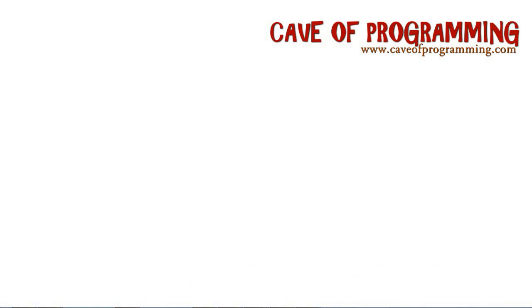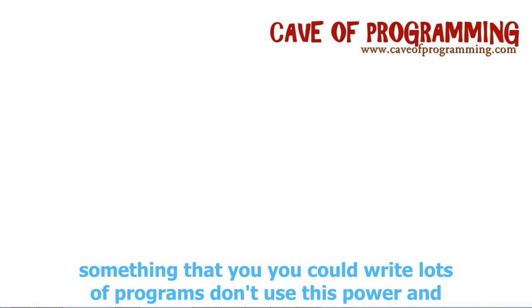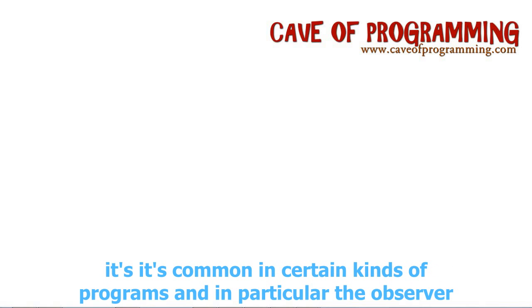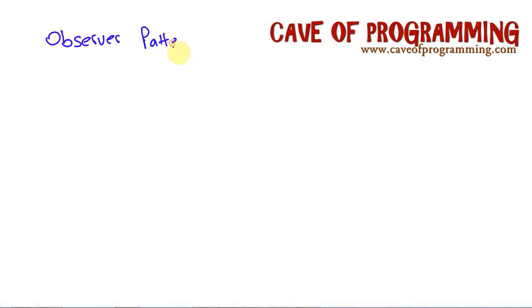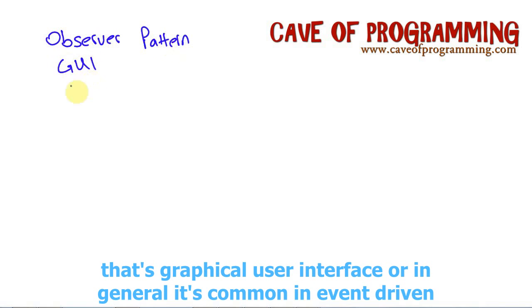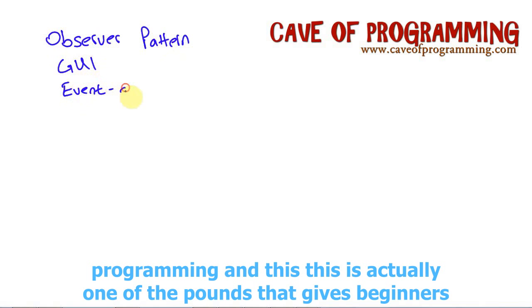Now the observer pattern is something that you could write. Lots of programs don't use this pattern, and it's common in certain kinds of programs, and in particular the observer pattern is common in GUI programs, that's graphical user interface, or in general it's common in event-driven programming.